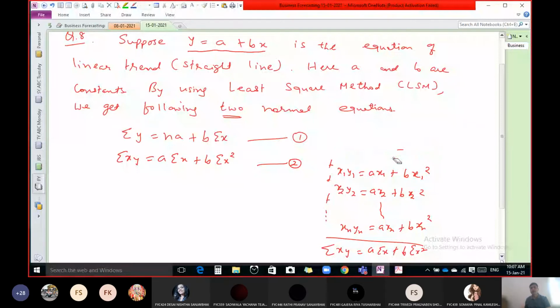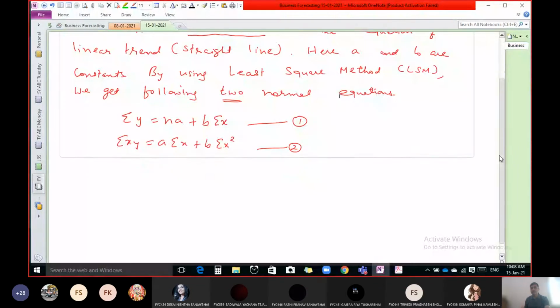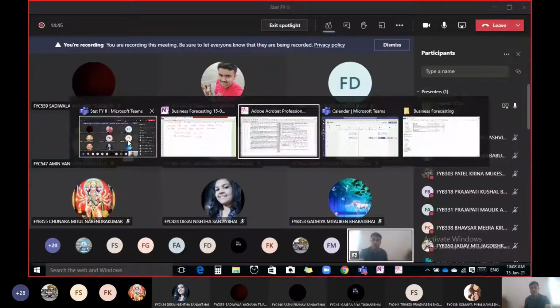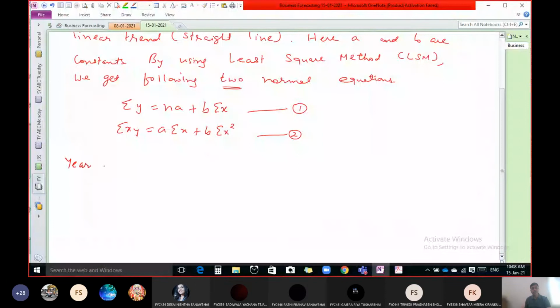Okay, now what we have to do? Listen. After that, you have to start calculations. Why do we have to do the calculation? Because we require sigma x, sigma y, sigma x squared. So all those values we require. So now let us prepare the table. See the data. Year you can consider as x, and we have a value of y. 1991, 1992, up to 1997 we have data.